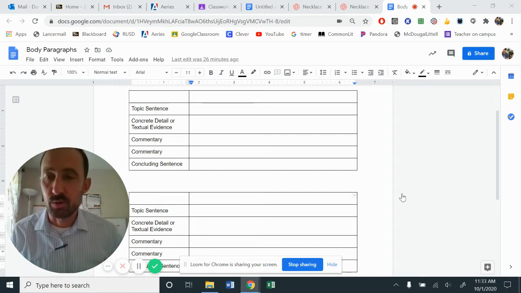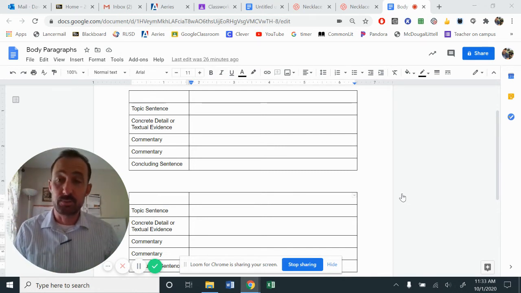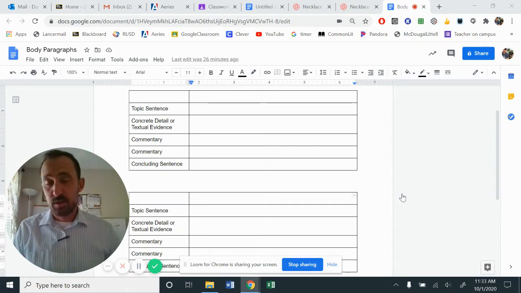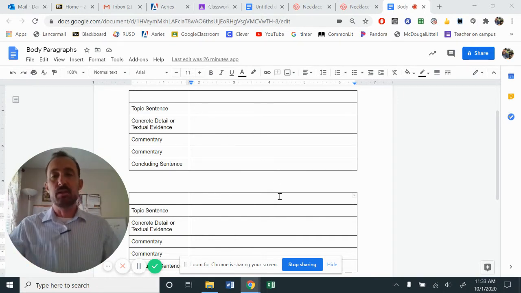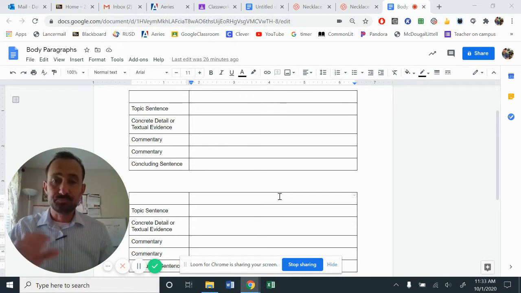Hi, this is Mr. Cordes, and today, ladies and gentlemen, we are going to be constructing our body paragraphs for The Necklace. Taking a look, this is the same pattern. This is the same format that we used for Of Mice and Men. We are piecing together our concrete detail, the textual evidence, as well as our commentary.